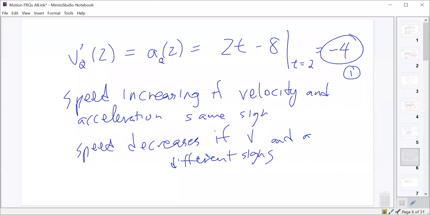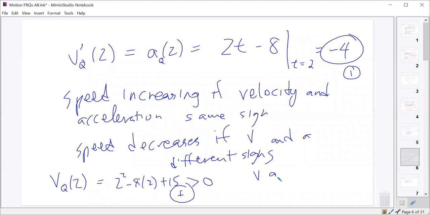Okay. So we know that the acceleration is negative. We need to figure out what v sub q of 2 is, to figure out if the velocity and the acceleration have the same or different signs. So v sub q of 2 is 2 squared minus 8 times 2 plus 15. What is that? 4 minus 16 plus 15 is greater than 0. True? So negative, positive. We would say velocity and acceleration have different signs.